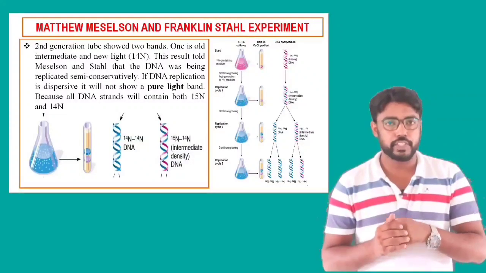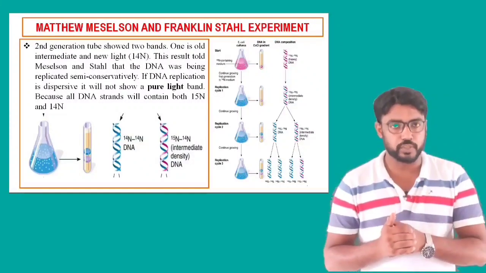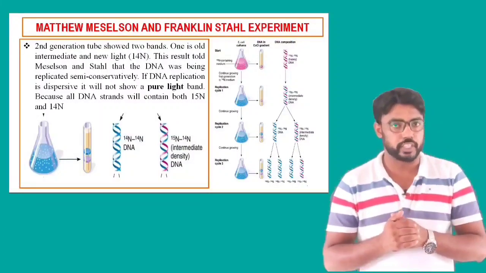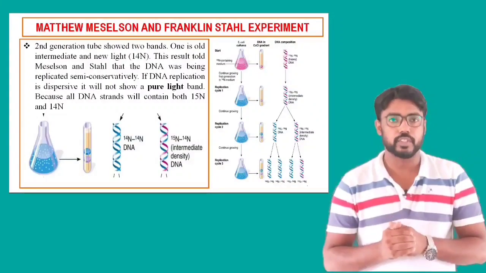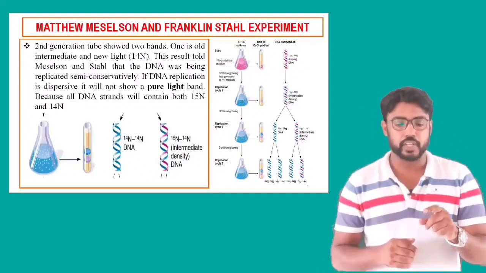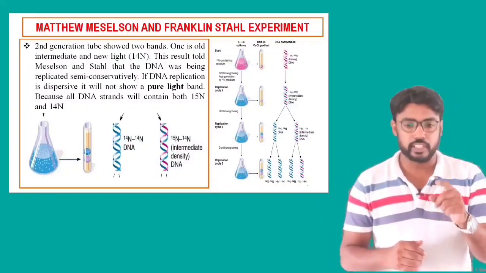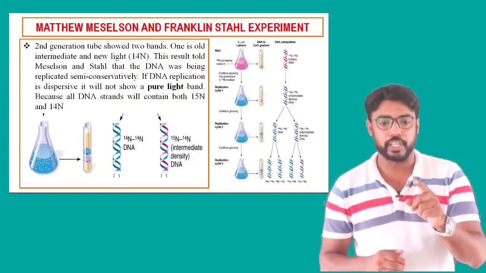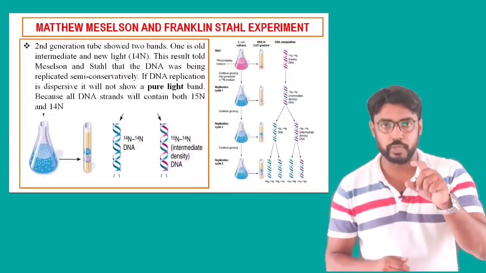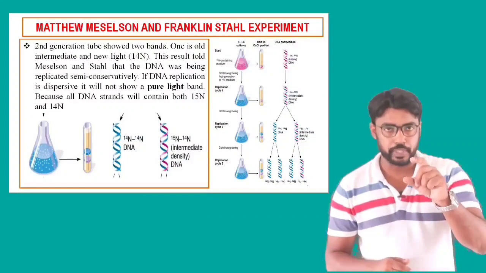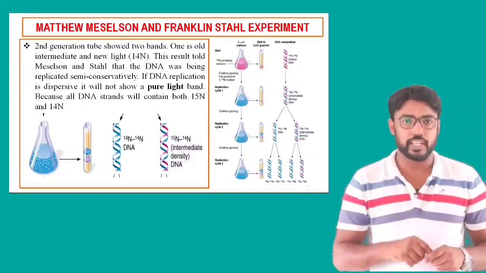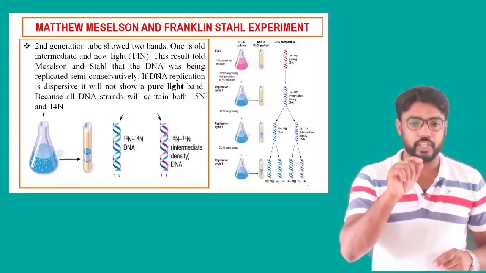Because if DNA replication was the dispersive model, we wouldn't get a pure light band. But in the second generation, two bands are formed. One is an intermediate band, in which one strand will be N14 and one strand will be N15. That way, that DNA is formed as an intermediate band. Another band is the light band, that contains two strands with only N14.